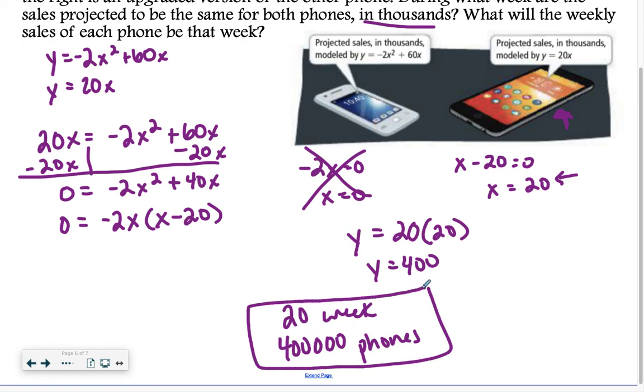Okay, so I used substitution. I just took my 20x, plugged it in right over there, and then solved. It's really up to you how you want to do it, whether you choose elimination or substitution. Honestly, they'll both work, okay? If you have questions about that, please be sure to ask for some help.